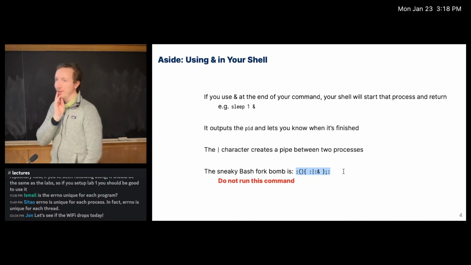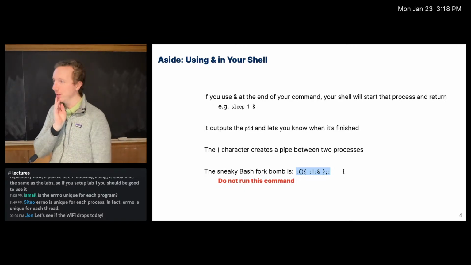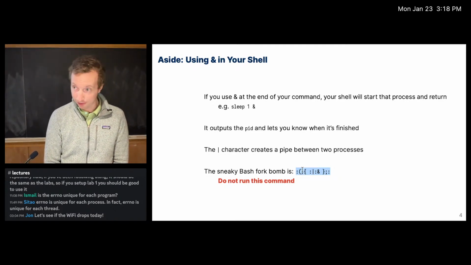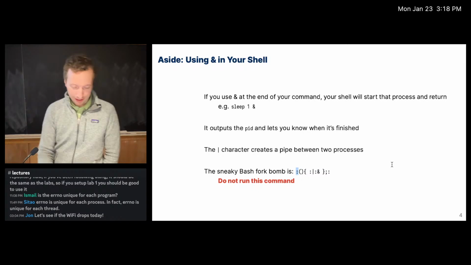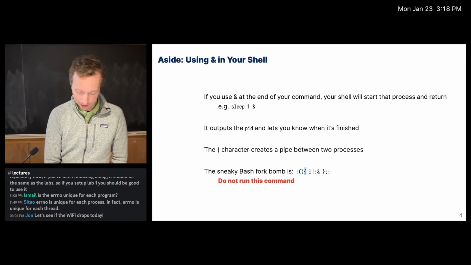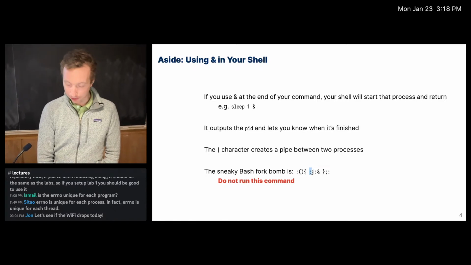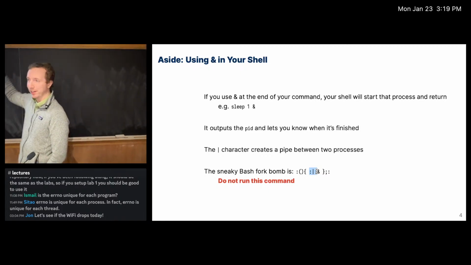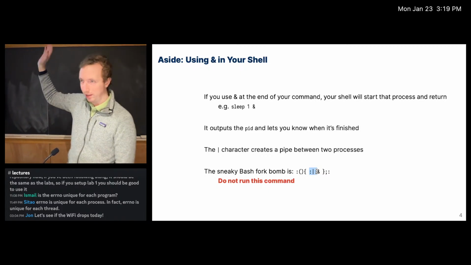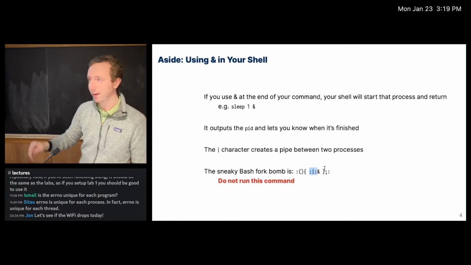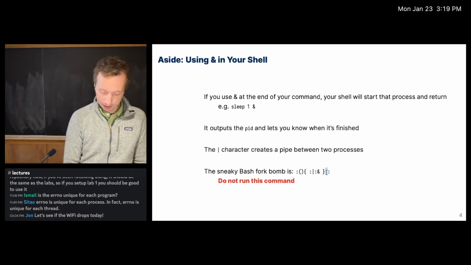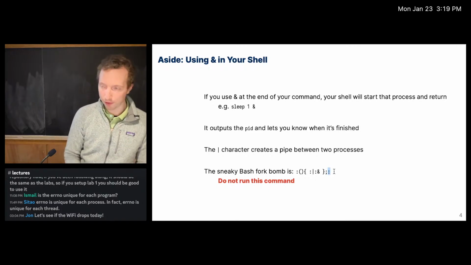This looks just a bit weird, and it's meant to be something you copy and paste. That's why there's this warning: do not run it. What this actually does is define a function called just colon that takes no arguments, and what colon does is create another version of itself and then pipe it to another version of itself. So every call to colon creates 2 more processes that communicate to each other, but they don't have to. Then this ampersand throws them off in the background, the semicolon means I want to do another command, and this last part just calls the function once.